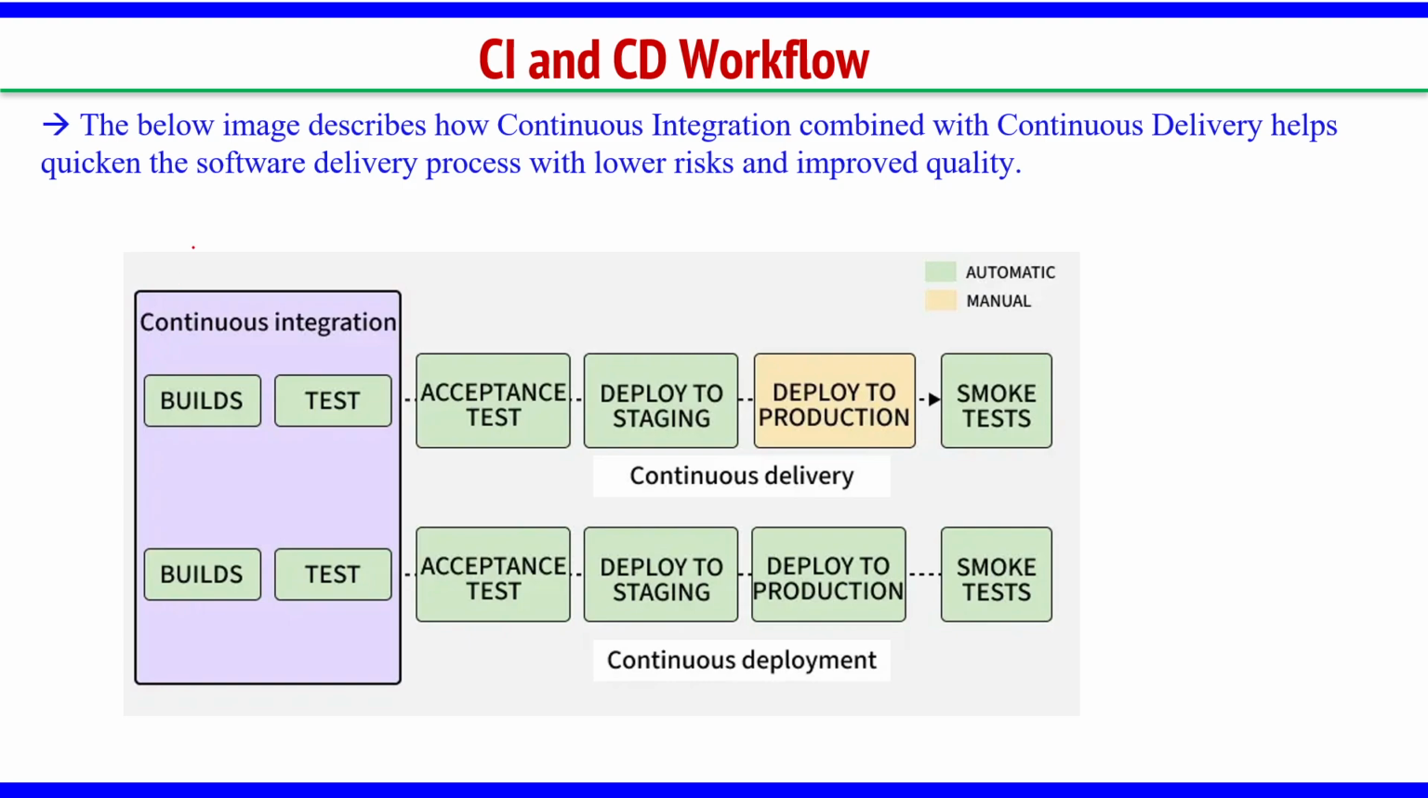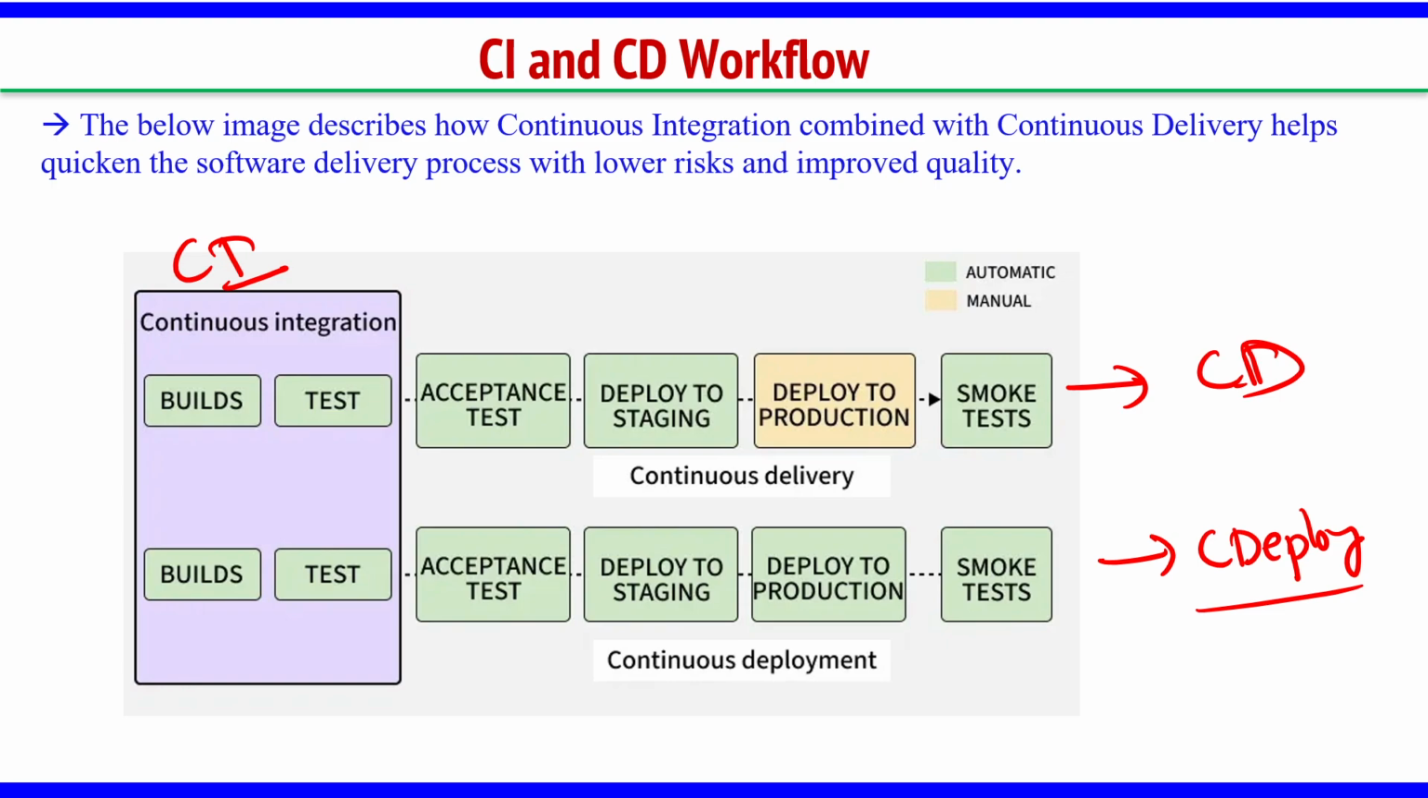See, this phase is the CI part, this phase is my continuous delivery, and this is my continuous deployment. Sorry, continuous integration: building, testing. Then I will do acceptance testing, then deploy it to staging, then deploy it to production. If I deploy it to production manually, it becomes continuous delivery, and then we do some smoke test. And if the deployment is automatic, then it becomes continuous deployment.